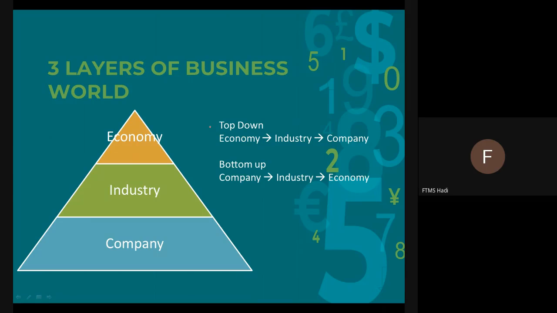So there are two analyses regarding fundamental, which are top down and bottom up. Top down means that the analysis begins from economy, followed by industry, and then followed by company. That means the order of analysis. For bottom up, it is a reverse trend, from bottom until top. The analysts start to analyze the company first, followed by the industry competitiveness, and then followed by economy. So this one we call bottom up. So there are three layers of the business world, and the order of analysis has top down and bottom up.